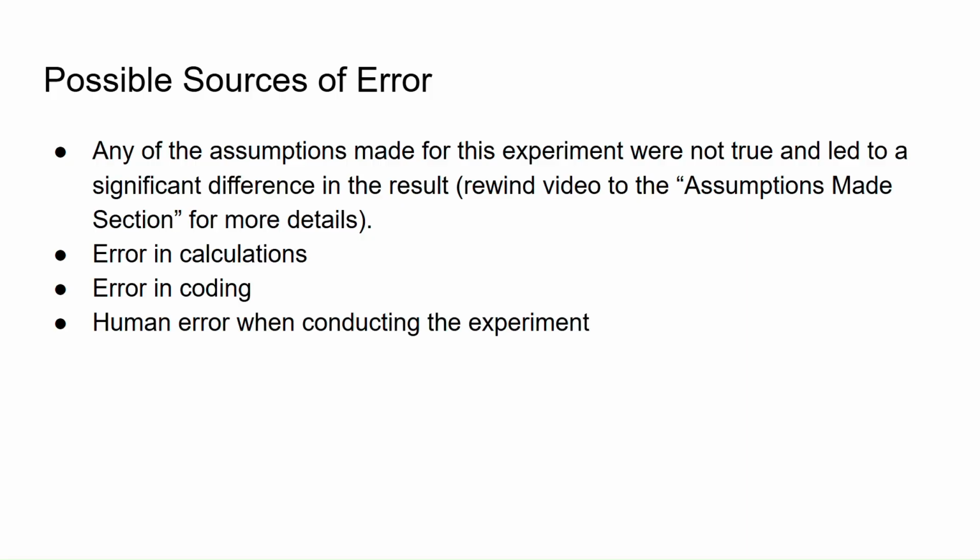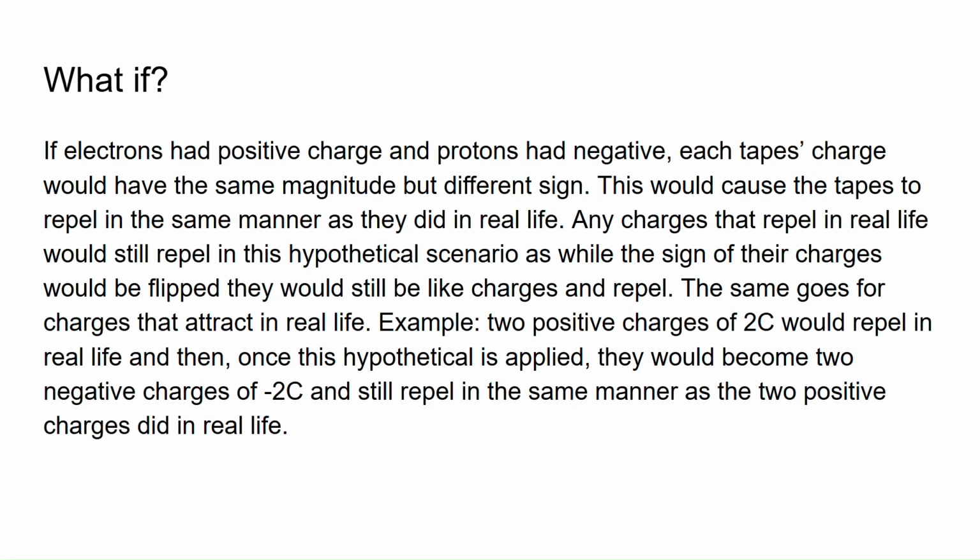Possible sources of error. Any of the assumptions made for this experiment could have been untrue and led to a significant difference in the result. Rewind the video to the assumptions made section for more details. Error in calculations, error in coding, and human error when conducting the experiment. Any of these could result in a possible source of error.